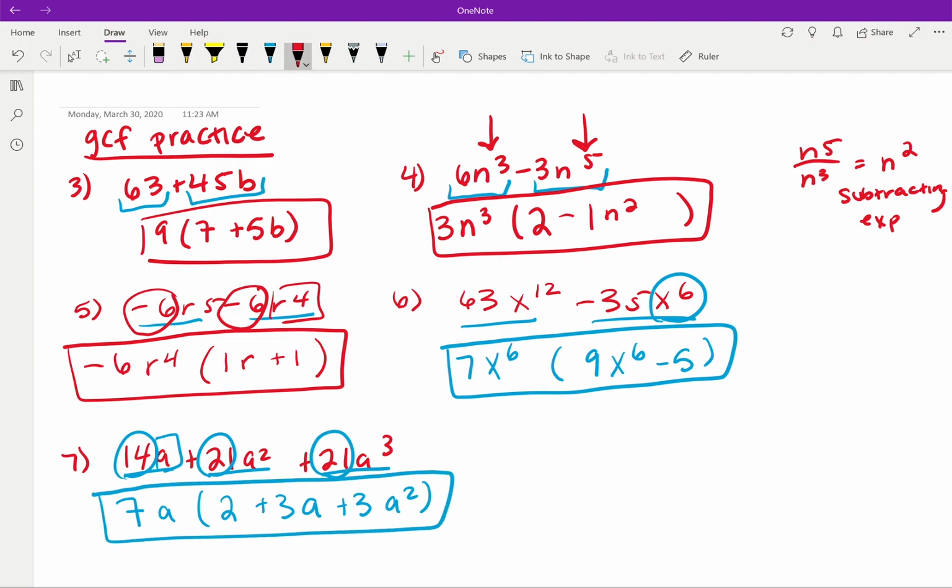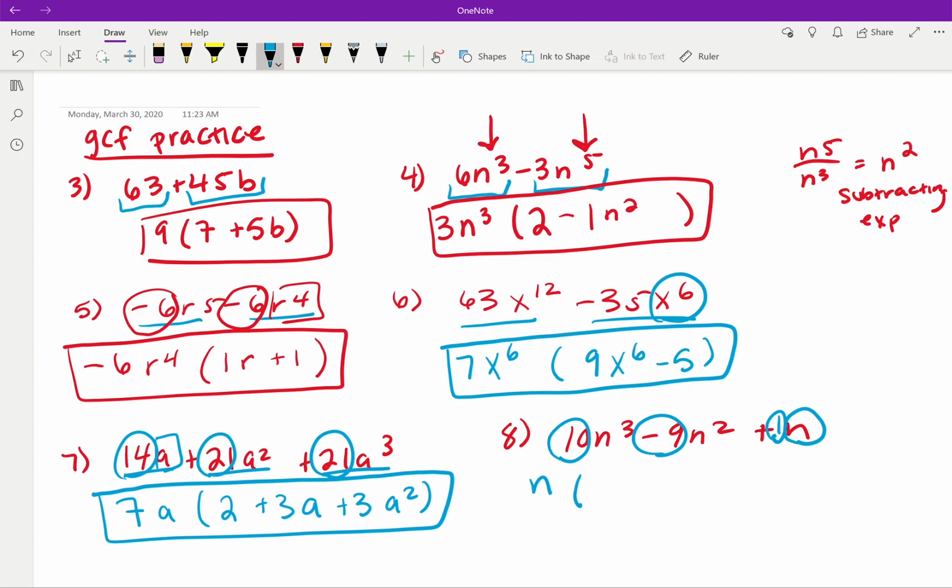And then we have the last one, number 8. 10n cubed minus 9n squared plus n. We look at all the numbers first. So we have a 10, we have a negative 9, and then remember, if we don't see a number here, it's a 1. So nothing can divide into 10, negative 9, and 1. So we're not taking anything out number-wise. Then we look at all our exponents. So we have n to the third, n to the second, and n. N is the smallest, so that's what we're going to take out, n.